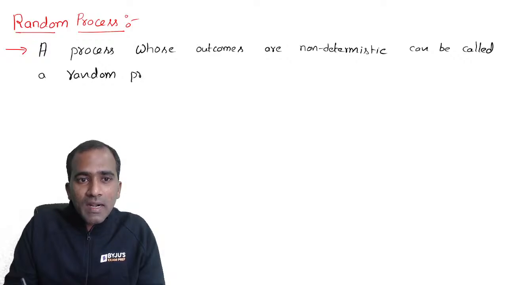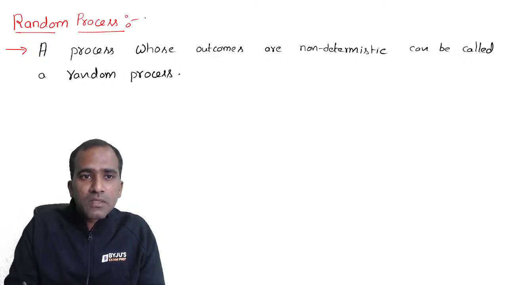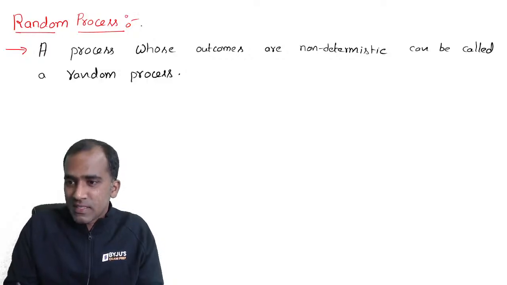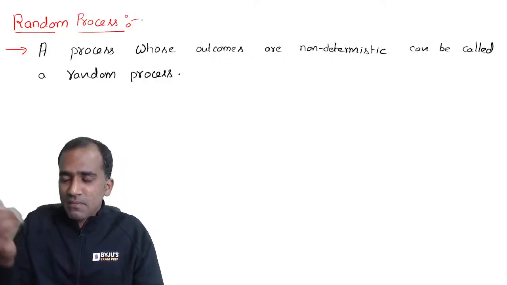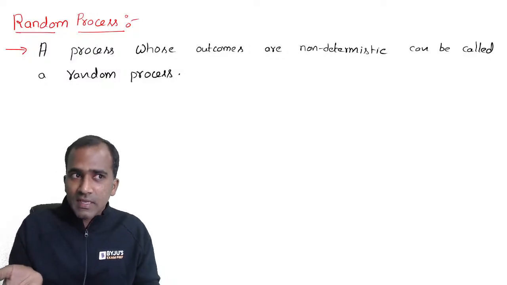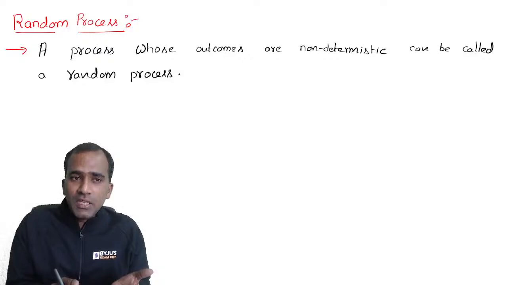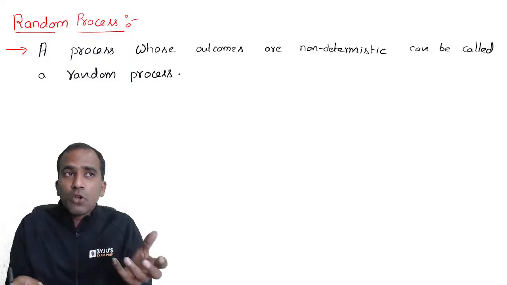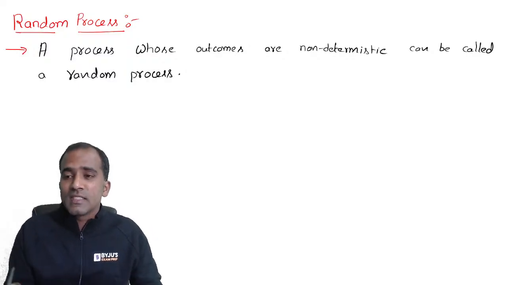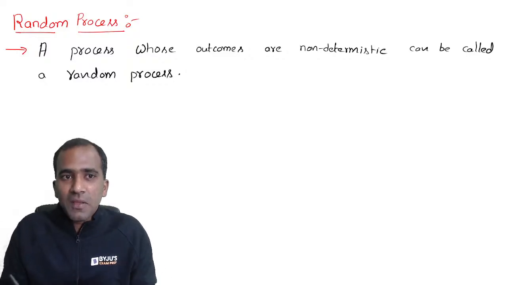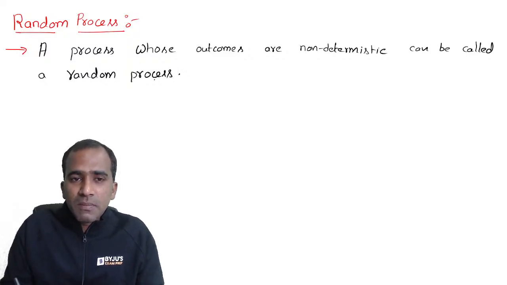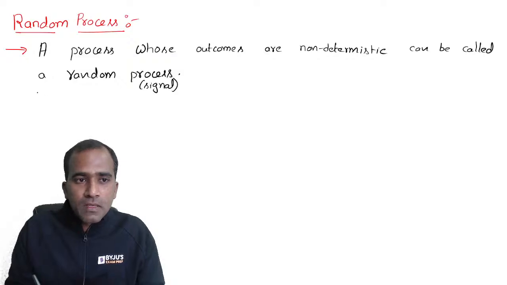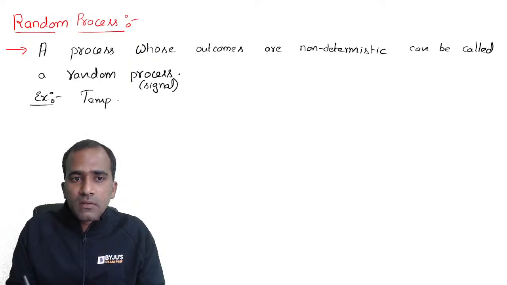If somebody talks about a random signal, they're talking about the same thing, a random process. You might have learned about signals in signals and systems. A signal is a function of time, though it need not be a function of time only; it can be a function of any variable. A signal means something which has information, right? Generally, the signals that we talk about in our engineering course are functions of time. So random process or random signal, both are the same. Examples of random signals: temperature is one example.